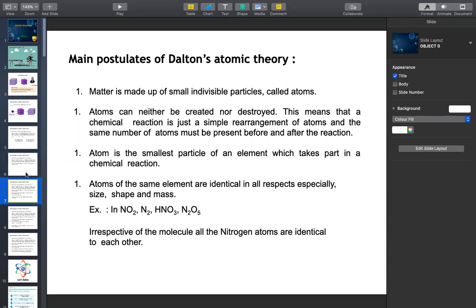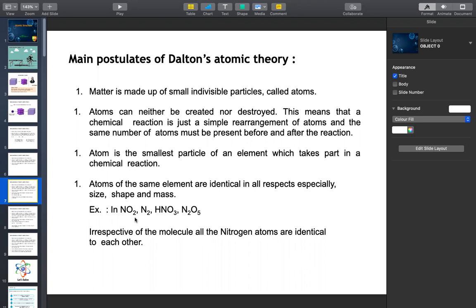Atoms of the same element are identical in all respects. He said that if you are taking nitrogen, like N2, from two places, or let's say the same element, like hydrogen, wherever you go, the hydrogen will be the same. So atoms of the same element will be identical in shape, size, and mass. Irrespective of the molecules, all the nitrogen atoms are identical to each other.